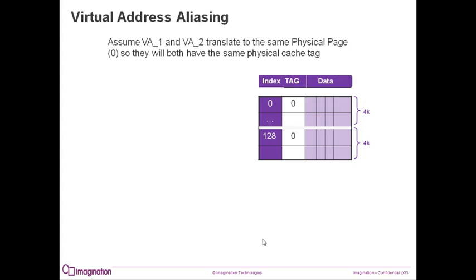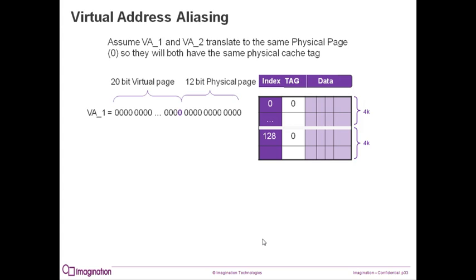Using the same cache dimensions I just showed you, one cache way would look like this. Each way could fit two 4K pages. For this example, the first virtual address is address 0, and it translates to physical address 0. It will look like this.